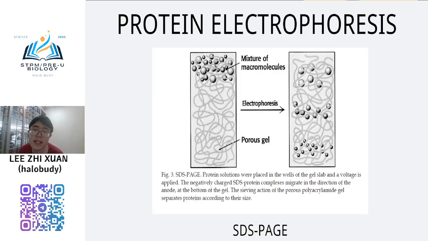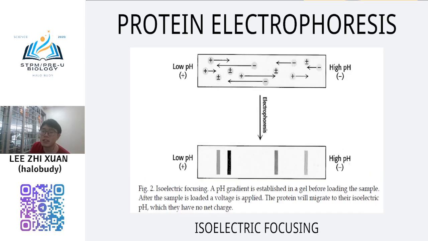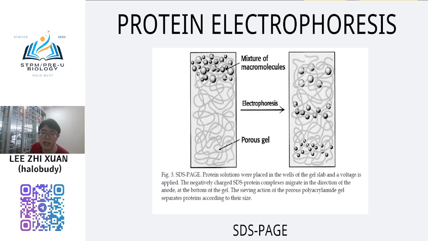And this one is SDS-PAGE. This one is just based on the protein size. Just now, the previous one was based on the charge, the isoelectric point. This one is SDS-PAGE, which separates according to the size of the protein. Different proteins have different sizes, right? So this is according to the size of the protein.